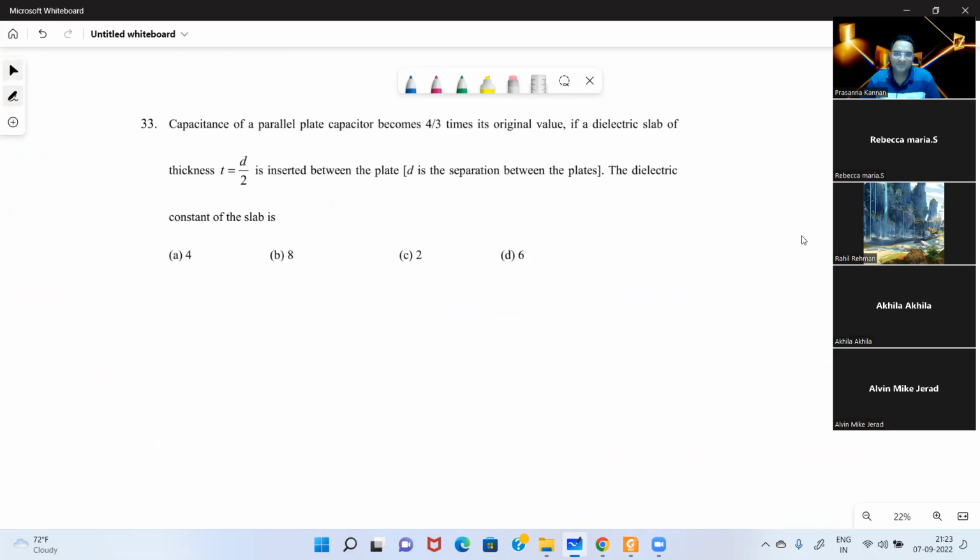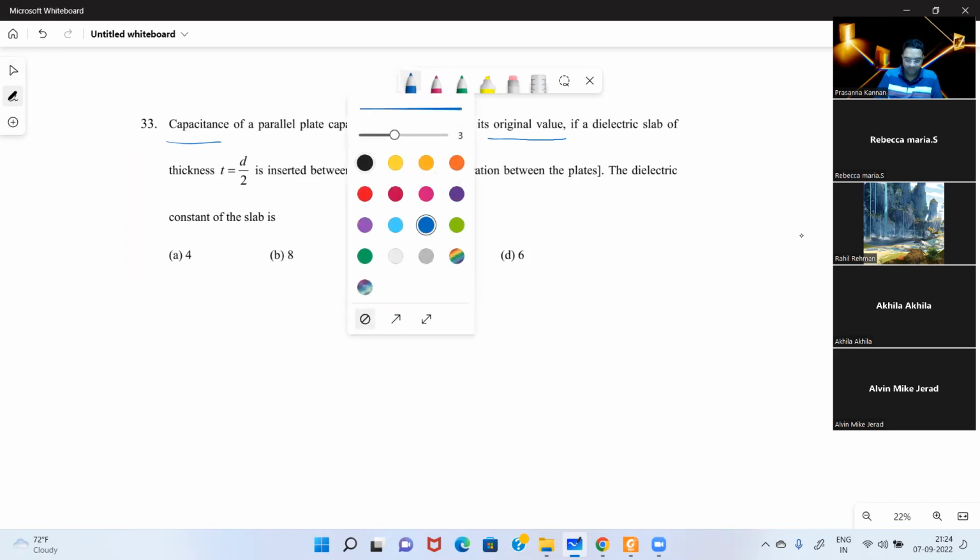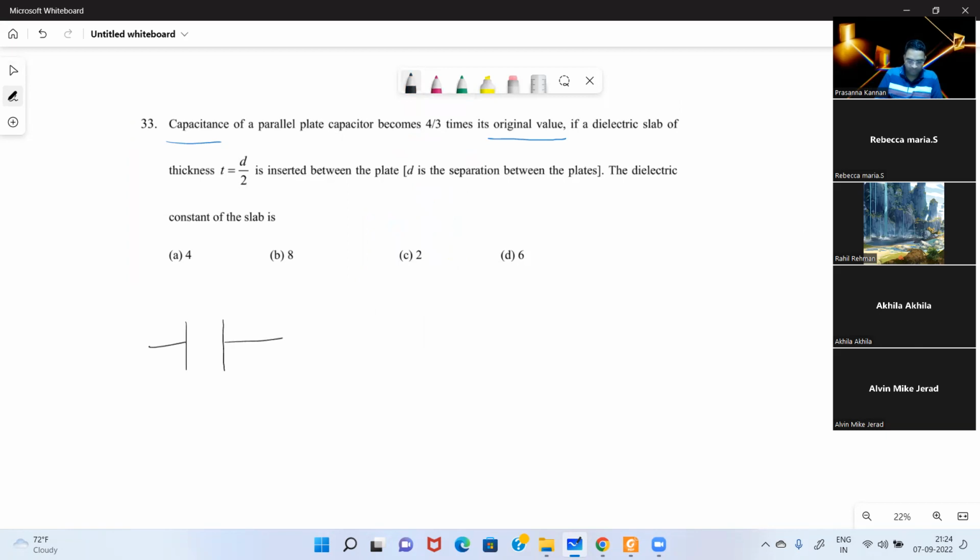Capacitance of a parallel plate capacitor becomes 4 by 3 times its original value if a dielectric slab of thickness t equal to d by 2 is inserted between the two plates. What will be the dielectric constant of the slab? So this is a direct application of the formula. So the original value of the capacitor is when air is filled. So what is the capacitance of an air-filled capacitor? Epsilon naught A divided by D.